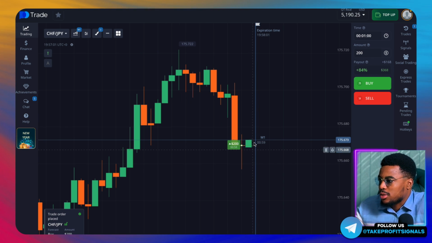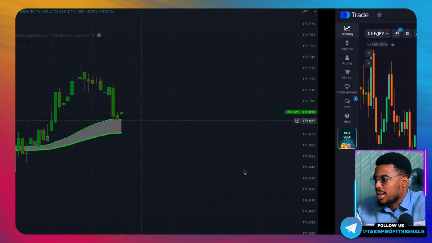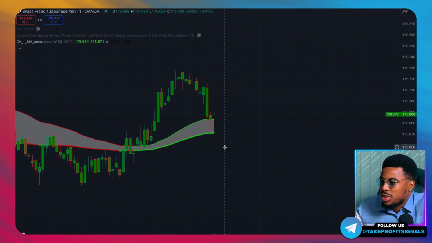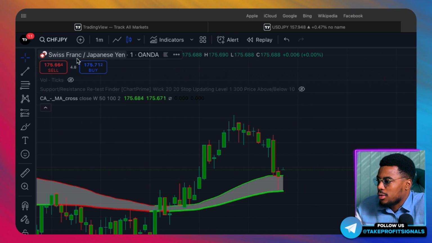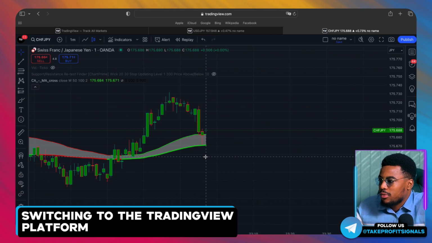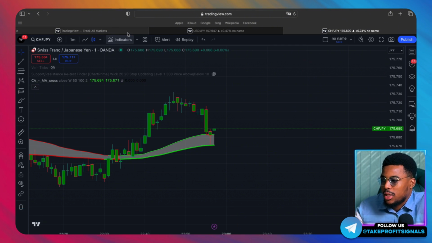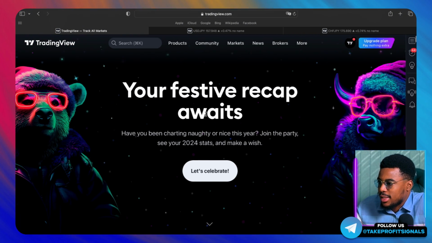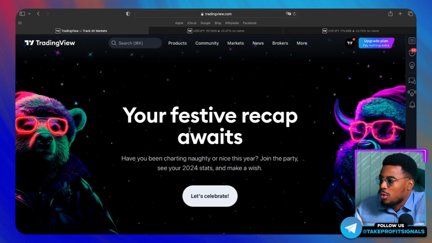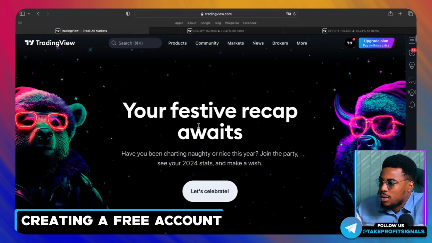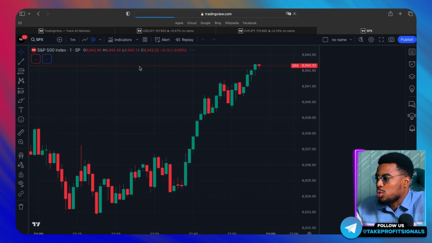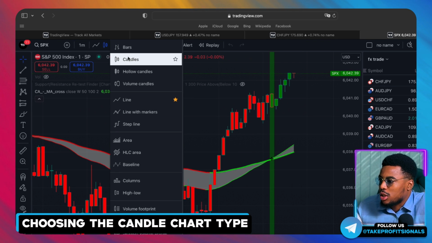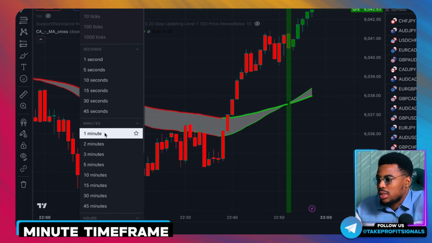Now let's go back to this chart. This is exactly the same chart of the Swiss franc to the Japanese yen, only on the TradingView platform. TradingView is a platform where absolutely all tradable assets are collected. So we create a free account and open any chart on the full screen. Do not forget to choose the candlestick chart type and minute time frame.